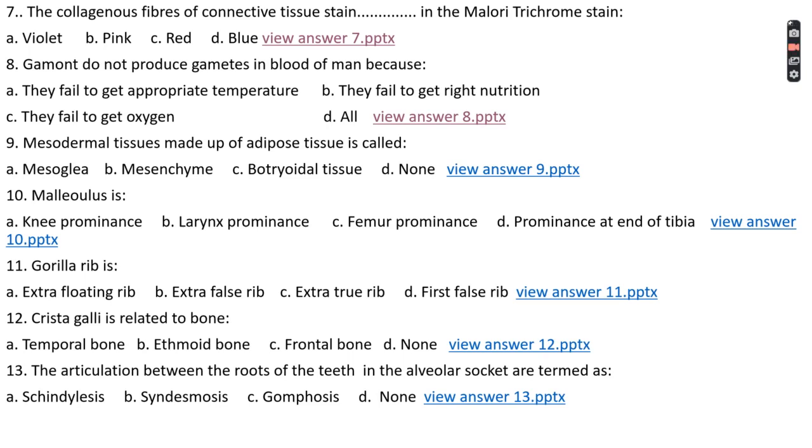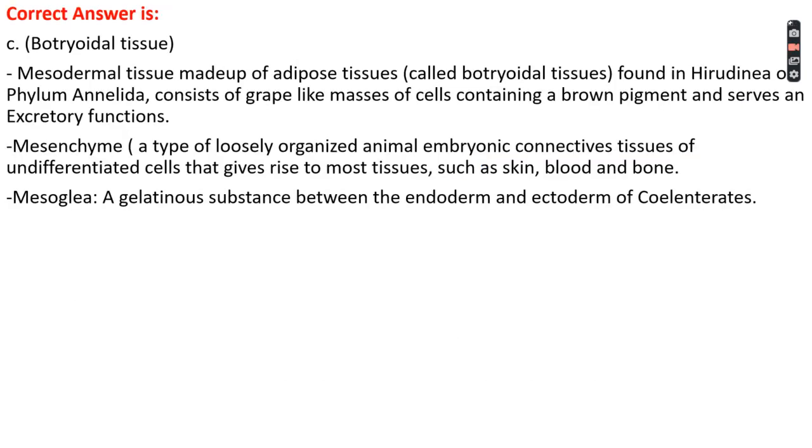Question number 9. Mesodermal tissue made up of adipose tissue is called option A, mesoglia, option B, mesenchyme, option C, botryoidal tissue, option D, none. The right answer is option C, that is botryoidal tissue. Mesodermal tissue, which is made up of adipose tissue, that is also called botryoidal tissue, is actually found in Hirudinea, that is the leech family of phylum Annelida. It mainly consists of grape-like masses of cells, which mainly contain brown pigment, and it serves an excretory function.